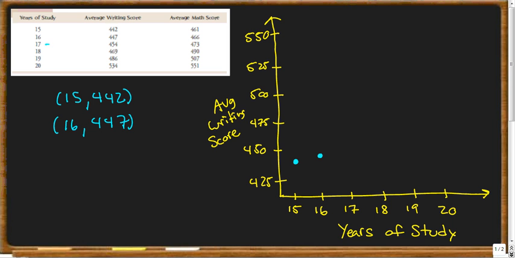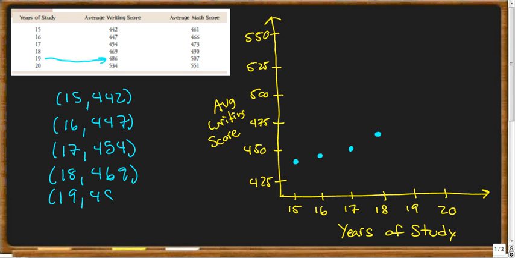We go to our next point, it's going to be 17, 454. So we move over to 17. We're just above 450, so we're going to go right there. Our next point is going to be 18, 469, so a little bit under 475. So we'll go about right there. Our next point is going to be 19, 486. So 86 is going to be close to the middle here.